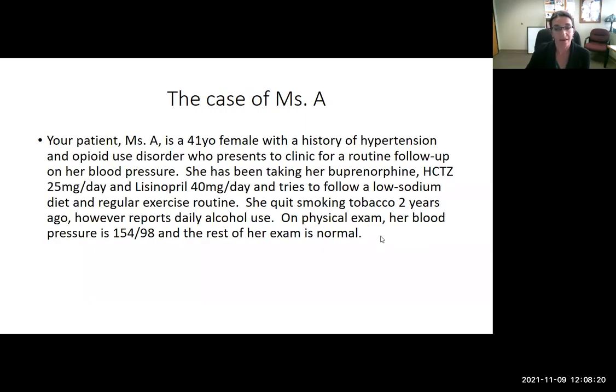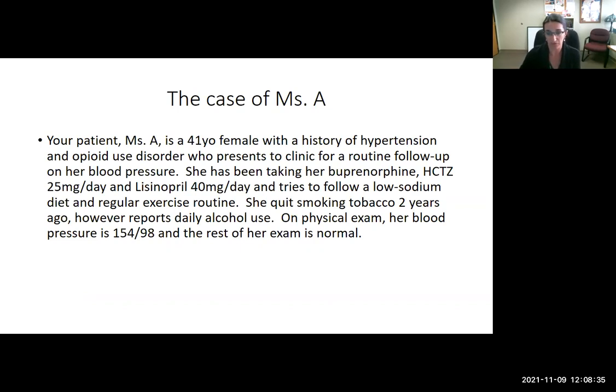So we'll start with a case, just to give a little bit of a clinical picture here. You have a patient, Ms. A, who's a 41-year-old female with a history of hypertension and opioid use disorder. And she presents to clinic for routine follow-up on her blood pressure.